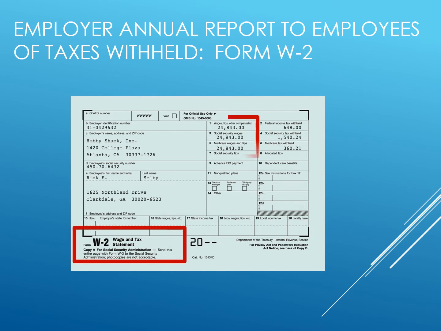If we look at this form, we will see at the bottom the actual form name, W-2 Wage and Tax Statement. We will also see the employer's identification number and the employee's social security number. On the right side, we will see the wages, tax, and other compensation for the year, as well as the amounts that were withheld for federal income tax, social security, and Medicare.